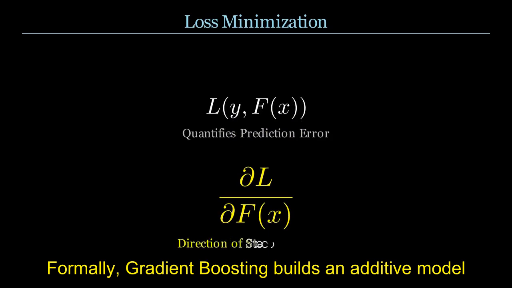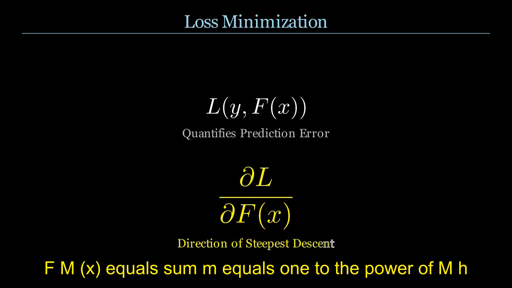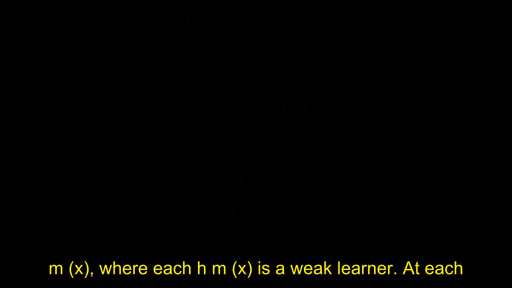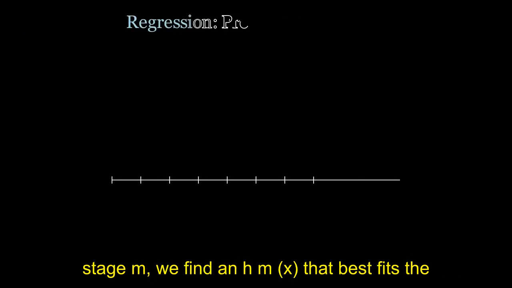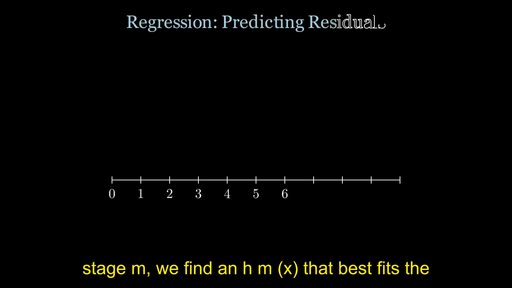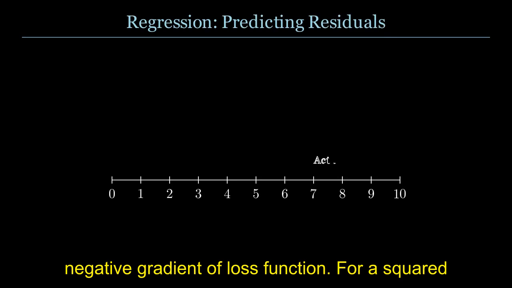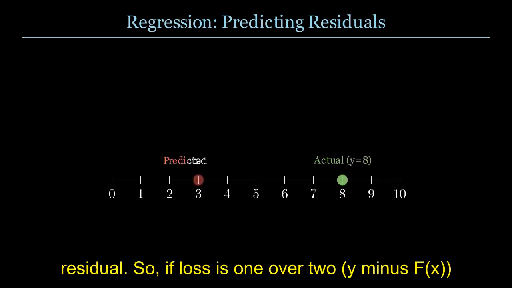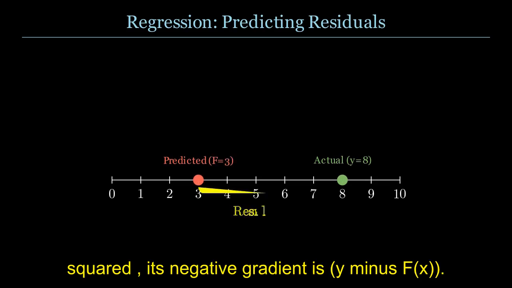Formally, gradient boosting builds an additive model F_m(x) = sum from m=1 to M of h_m(x), where each h_m(x) is a weak learner. At each stage m, we find an h_m(x) that best fits the negative gradient of the loss function. For a squared error loss, this negative gradient is exactly the residual. So if the loss is 1/2 (y - f(x))^2, its negative gradient is y - f(x).